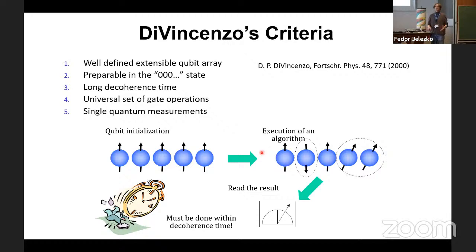Essentially, you need that your system fulfills certain criteria that were first formulated by David DiVincenzo. You need to be able to scale arrays of your qubits. You need to be able to prepare them in a well-defined state.